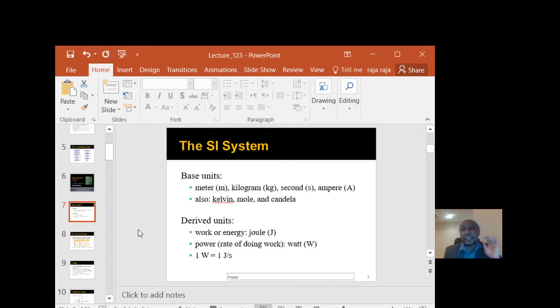And what are the derived units? For example, the joule, the unit of work and energy, and power in terms of watts, or we can write it in terms of joules per second. So what is the difference between base units and derived units? Base units are the standard units, and derived units are derived from the base units. So that is the concept. 1 watt equals 1 joule per second, derived from the base units. That is the difference between base units and derived units.